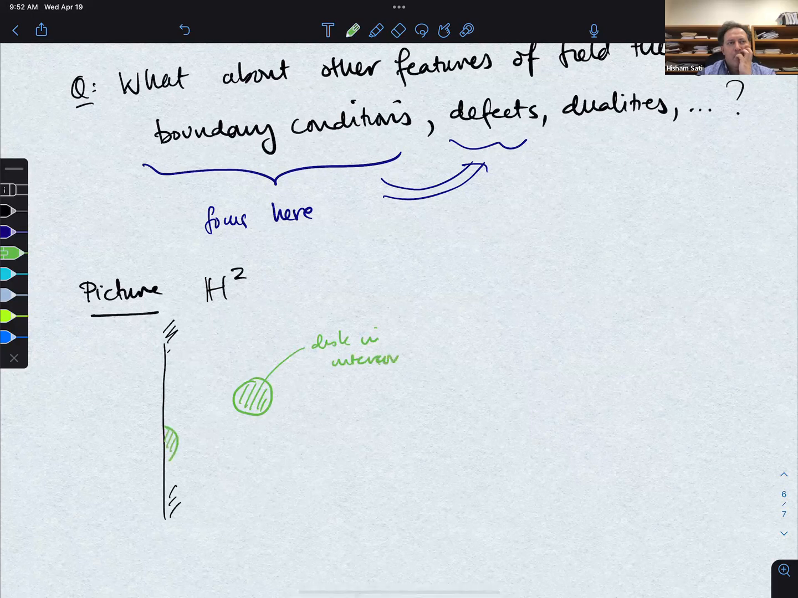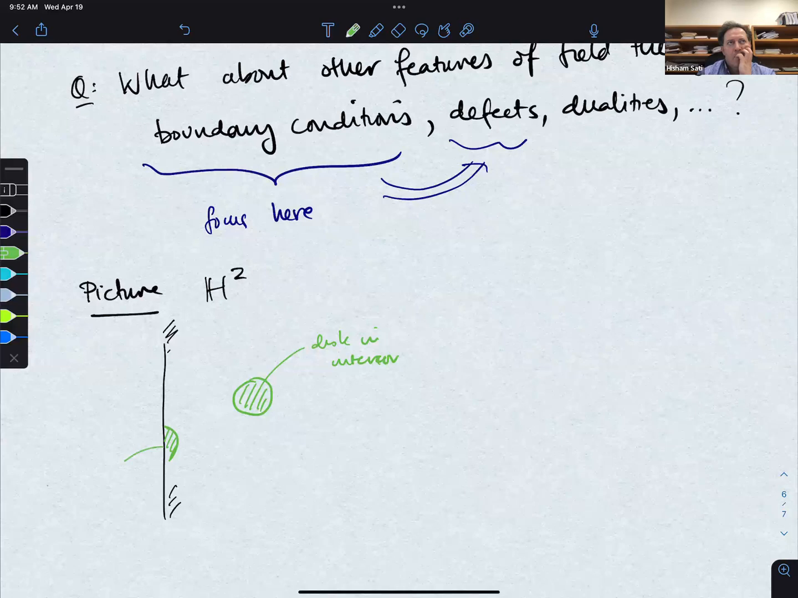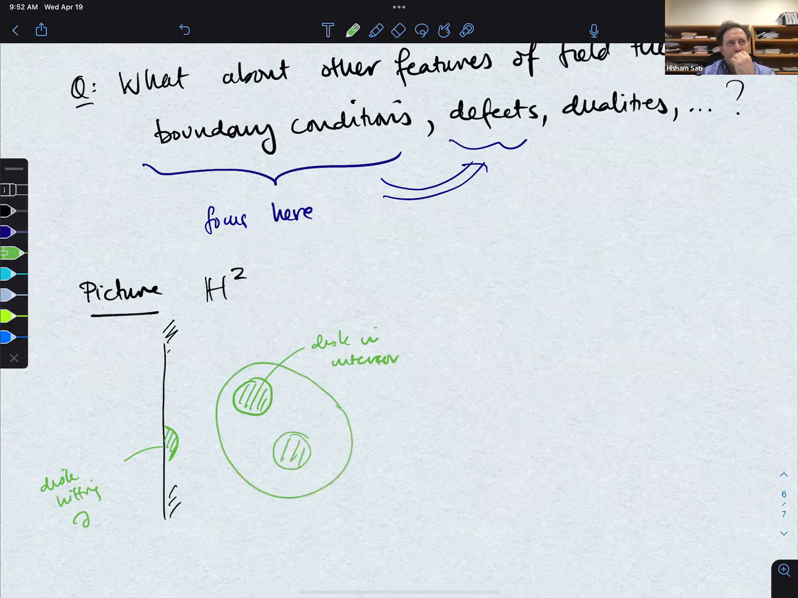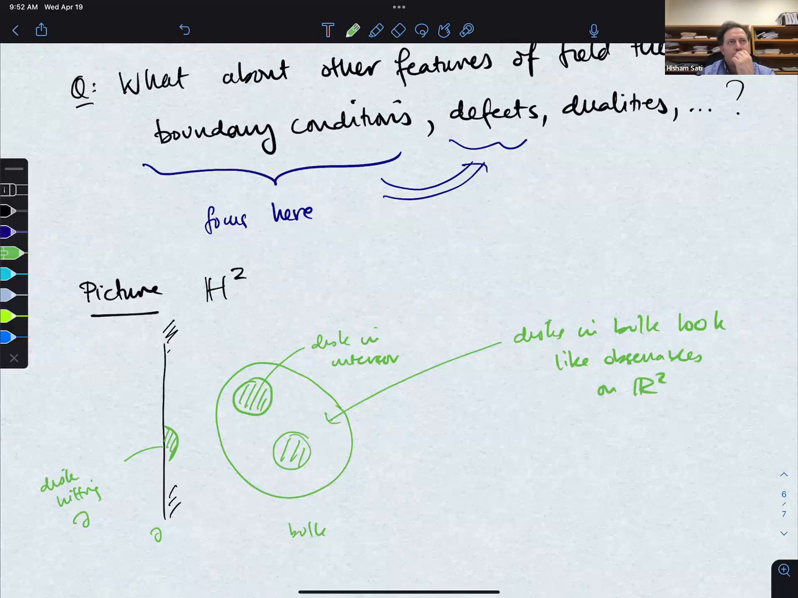And there are disks that live on the boundary, disks intersecting the boundary. And so you can see that if you take disks in the bulk, so I'm going to call this area out here the bulk, and this is the boundary, of course, disks in the bulk look like, if you want the observables on R2, if you're away from the boundary, you don't really see it.